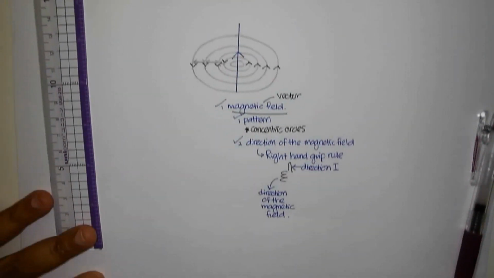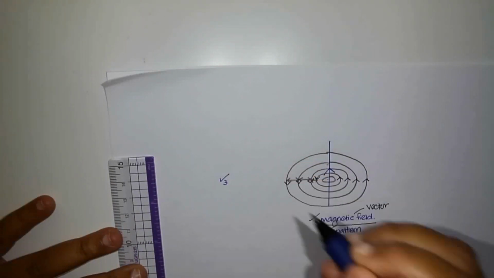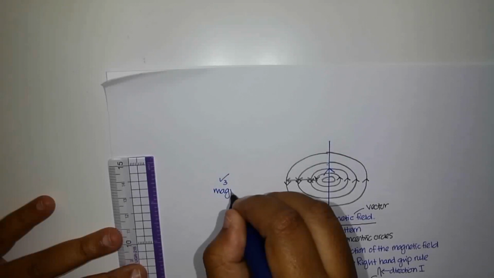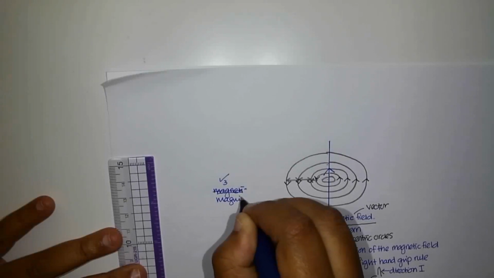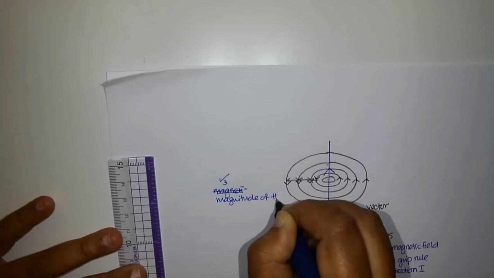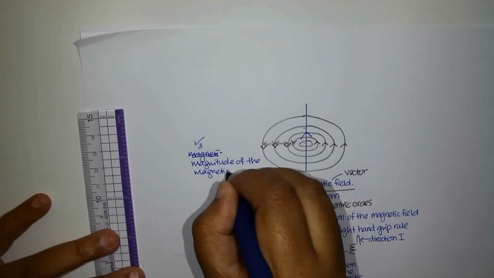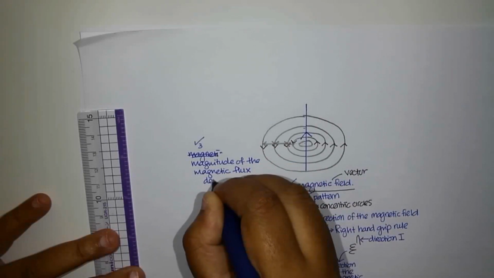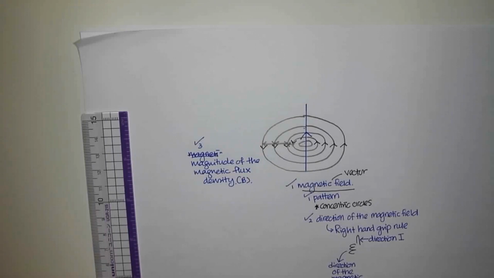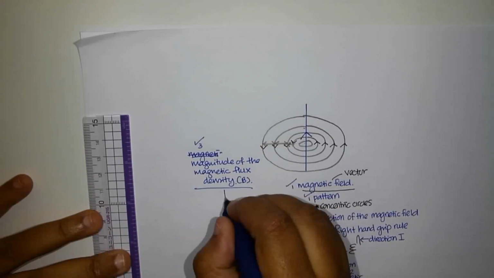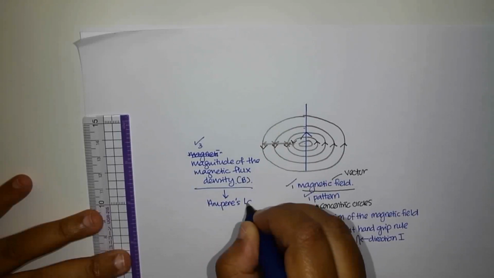Now let's talk about number 3, the magnitude of the magnetic field strength, the magnitude of the magnetic flux density, which is B. To find the magnitude of the magnetic flux density, you have to use Ampere's law. It is defined by Ampere's law.